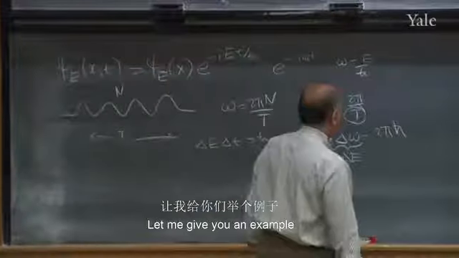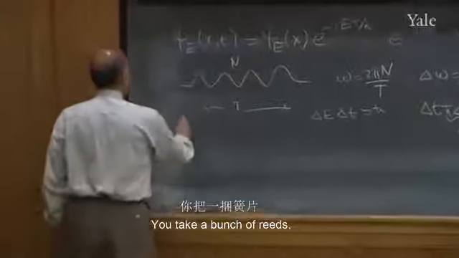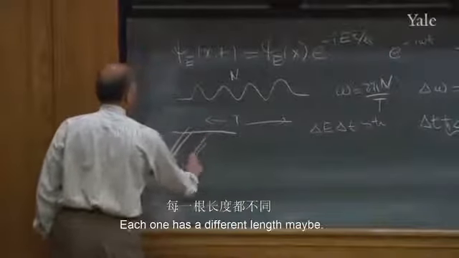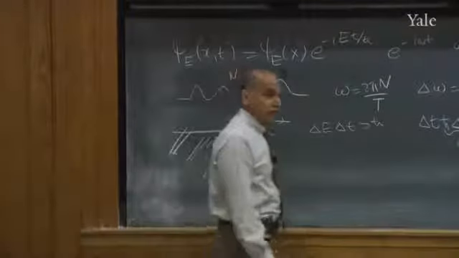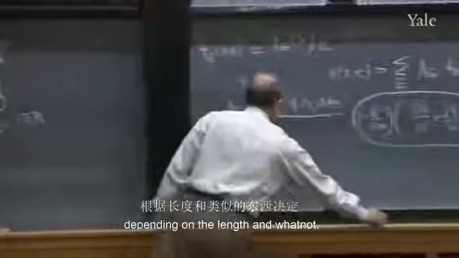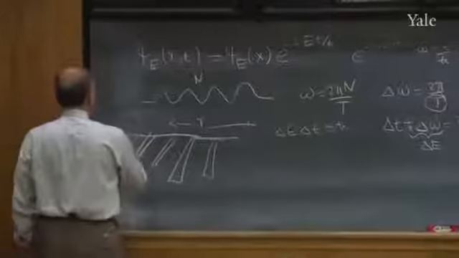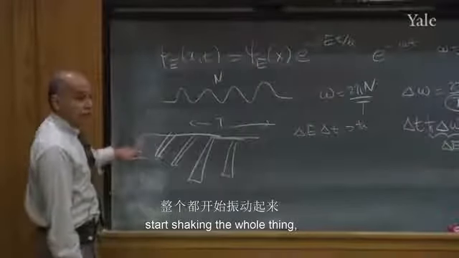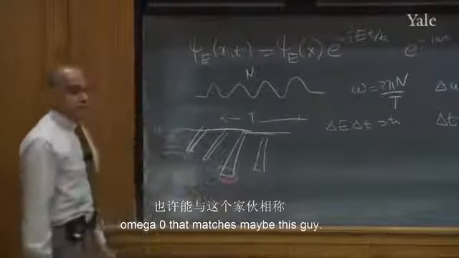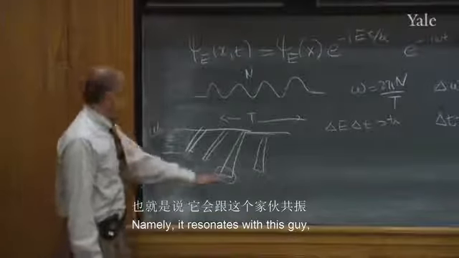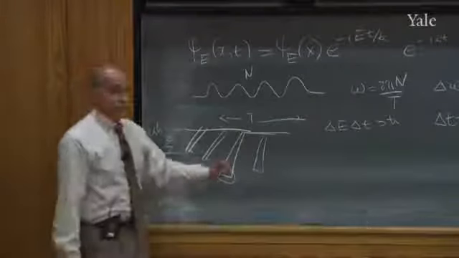Let me give you an example from classical mechanics, nothing to do with quantum mechanics. You take a bunch of reeds, you attach them to the wall, each one has a different length maybe. They have many natural frequencies of vibration, depending on the length and whatnot. Now if you connect this whole apparatus to some vibrating gadget and start shaking the whole thing at a certain frequency, omega naught, that matches maybe this guy, namely it resonates with this guy, your expectation is this one will oscillate like crazy, and the others will not.